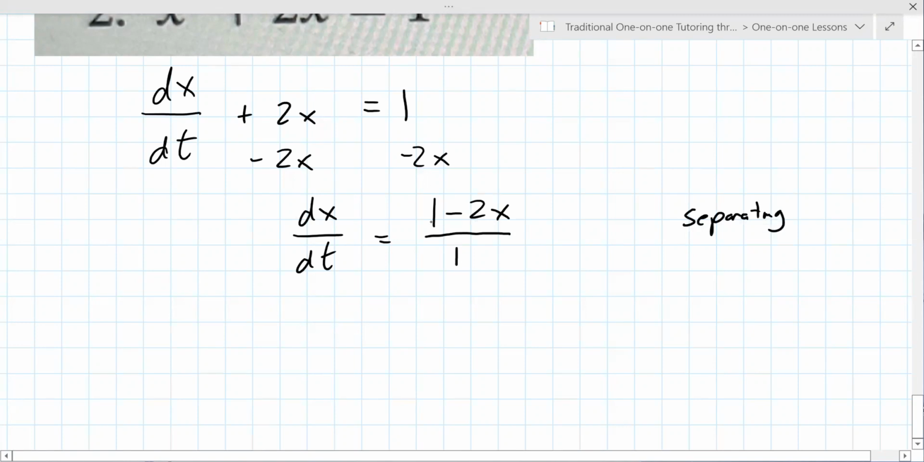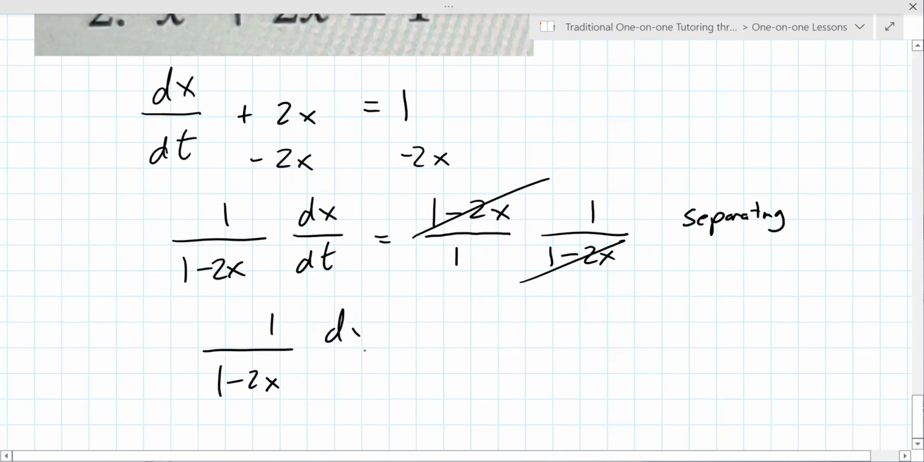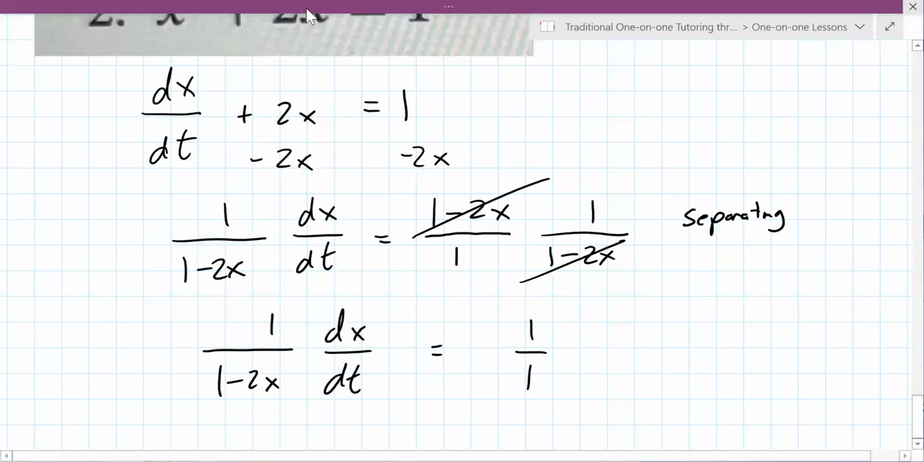So the 1 minus 2x has to go to the left, and the dt has to go to the right. So you're effectively multiplying both sides by 1 minus 2x, and that clears out the 1 minus 2x. And then you're clearing out the dt by multiplying both sides by dt.